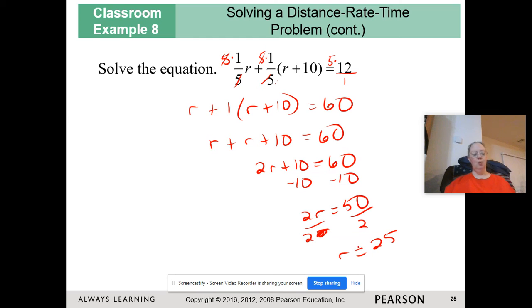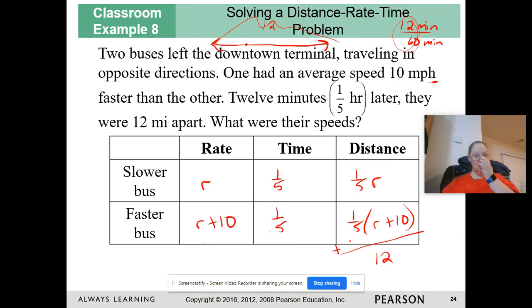Now, again, we got to check to see if we answer the question. We got to make sure we answer the question. So what were their speeds? So we need both of them. And we said that r was 25. And again, we're dealing with miles per hour. And so the faster one is going 10 miles per hour faster. So this would be 35 miles per hour. Slower bus is 25 miles per hour. Faster bus is 35.